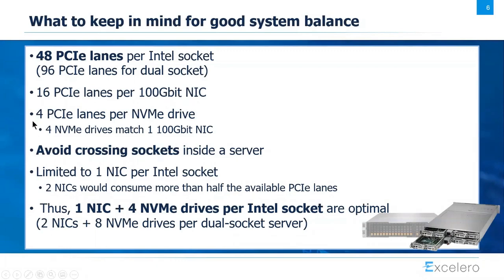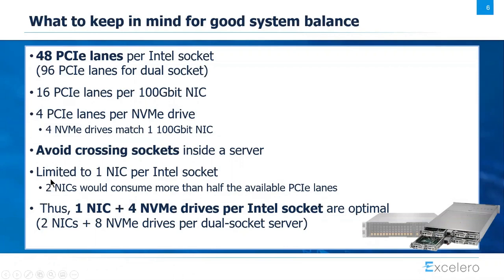So what this means is you want to match the 4 PCI lanes of an NVMe drive with the 16 PCI lanes of the 100 gigabit NIC for the perfect balance. That means you will have up to 4 NVMe drives per 100 gigabit NIC. Adding drives beyond that is of course possible, but typically that means you're adding more capacity and not more performance to the server.